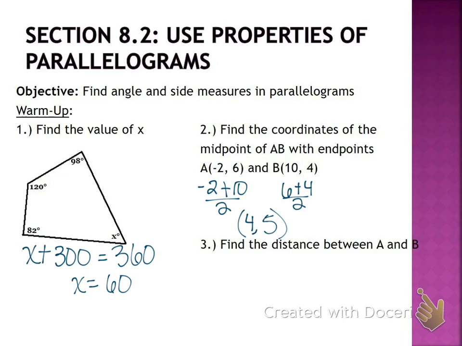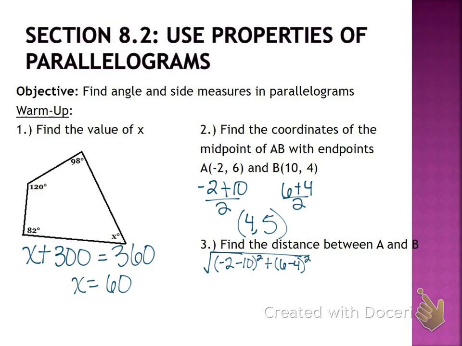Now we find the distance between A and B, which is what that says over there. It's a little hard to see. To find the distance, what do we use? Distance formula. So the distance formula tells me that I'm taking the square root of x minus x squared, so negative 2 minus 10 squared, plus y minus y squared, 6 minus 4 squared.